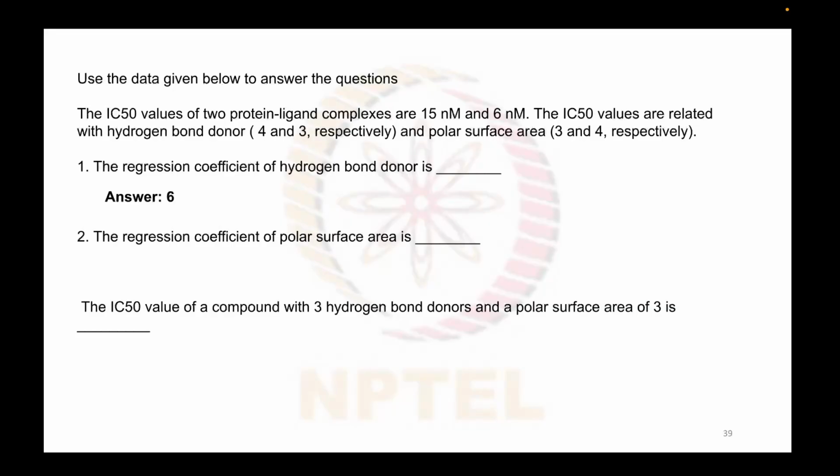On solving these equations, the regression coefficient for hydrogen bond donor is 6 and the regression coefficient for polar surface area is -3, and the IC50 value of a compound with 3 hydrogen bond donors and polar surface area 3 is 9.